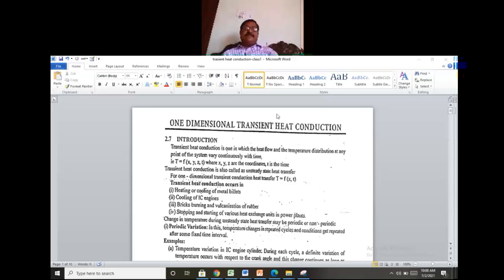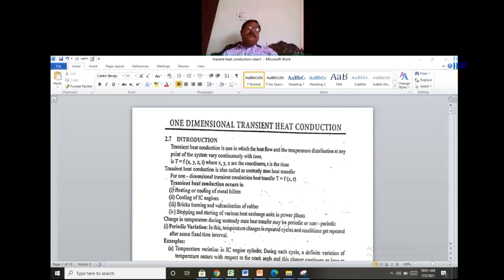In the extended surfaces, after deriving the general equation, we reduced that equation into the short fin, the very long fin, and the fin with the insulated tip. Like this, three conditions we derived. According to that, we have also solved a few problems. The problems you can also refer to in any textbook, all the VTU textbooks. The VTU questions you must solve by yourself, and you should also practice the problems yourself.